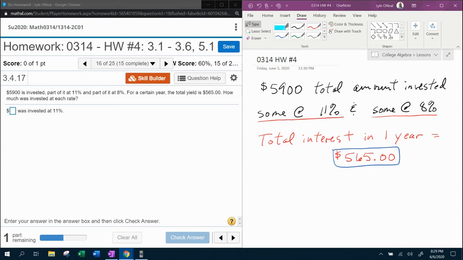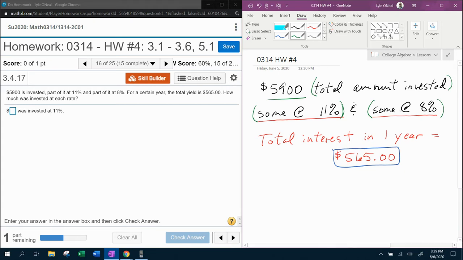First of all, breaking it down, it says that there's $5,900, and that is the total amount invested. It says some of it at 11% and some of it at 8%. So of this $5,900, part of it is going to go into an 11% investment, and the rest of it is going to go into an 8% investment.